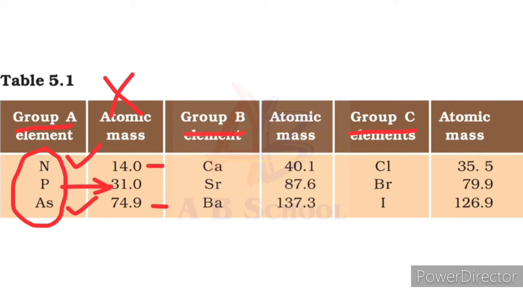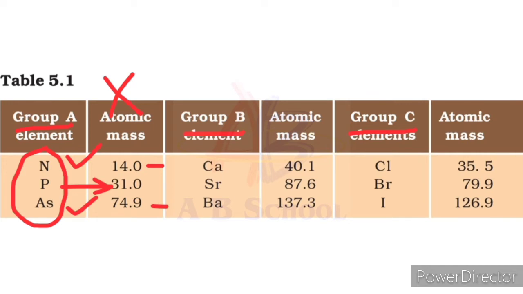As you know, in the modern periodic table, nitrogen, phosphorus and arsenic are a part of group 15. But still, the Döbereiner triad rule does not apply to these three elements. That means Döbereiner's triad rule would work only in some specific cases.